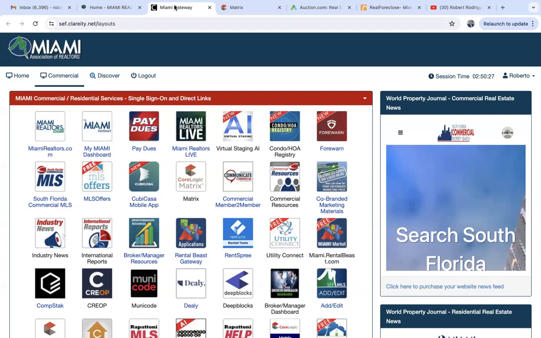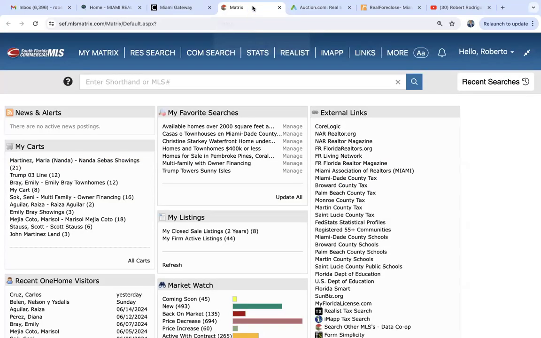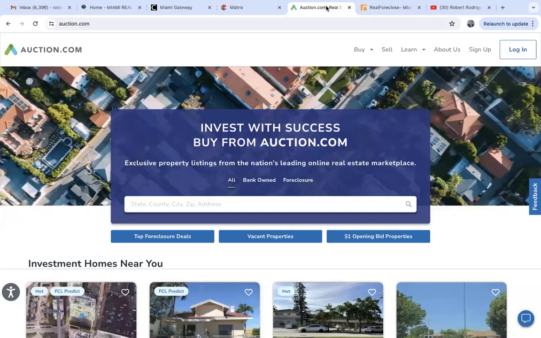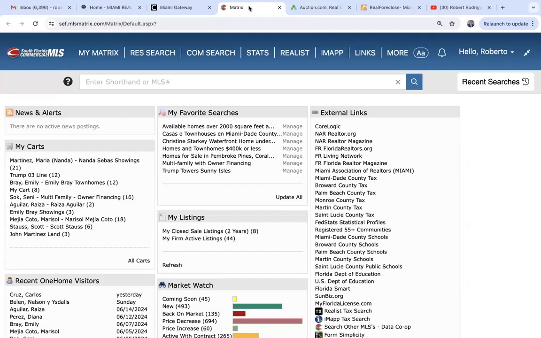All right, so we're going to begin inside the MLS, of course. Now, the MLS is where we find all the properties that are up for sale, right? We are also going to use some auction websites. I want to show you a little bit about auctions, like auction.com and others. All right, but beginning first in the MLS.